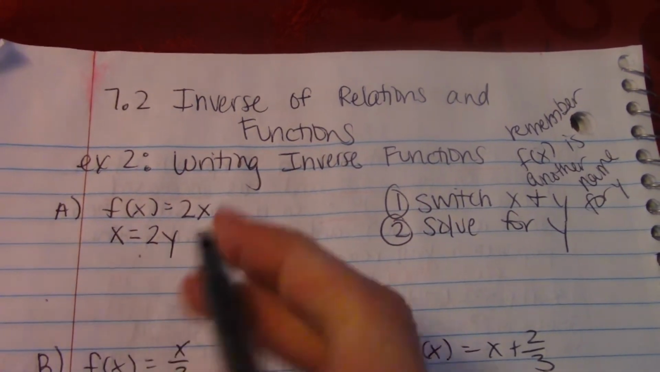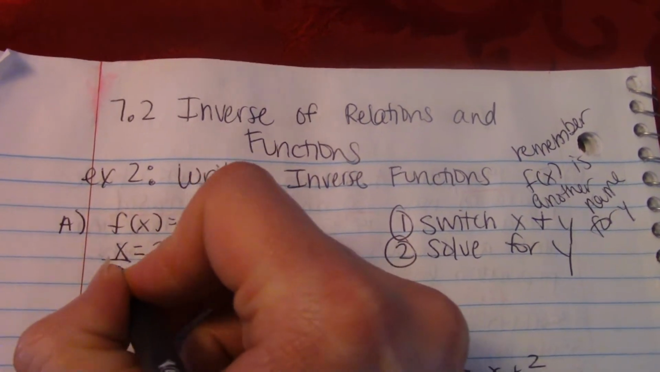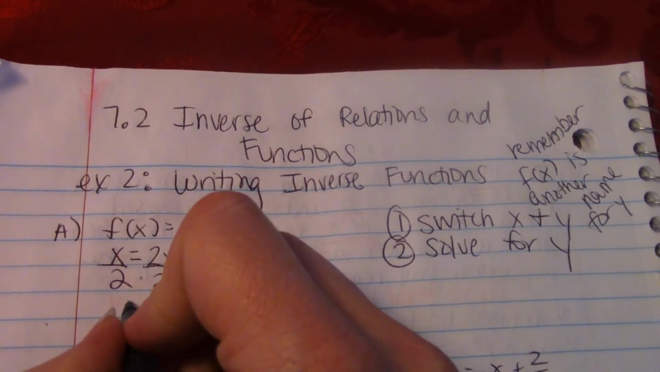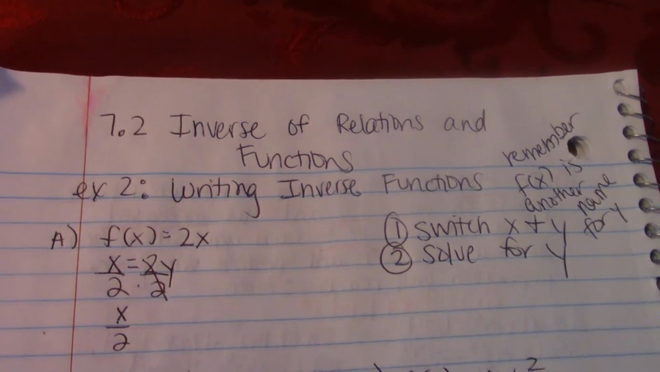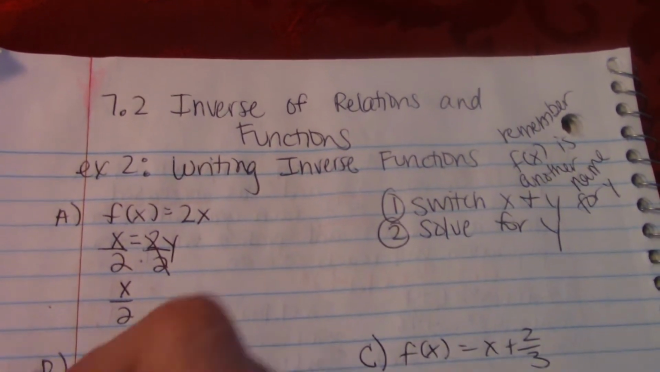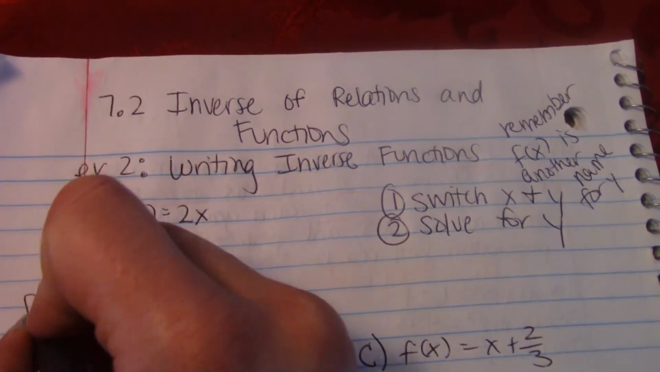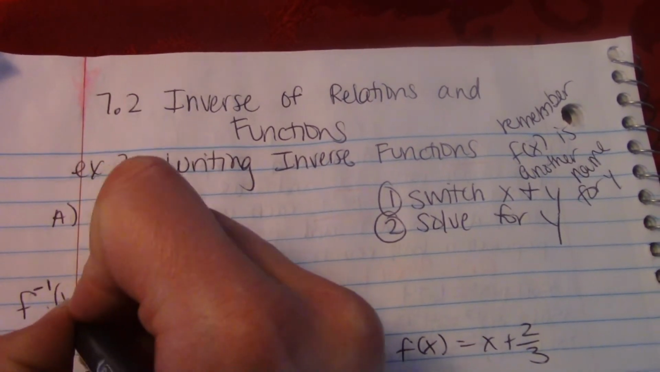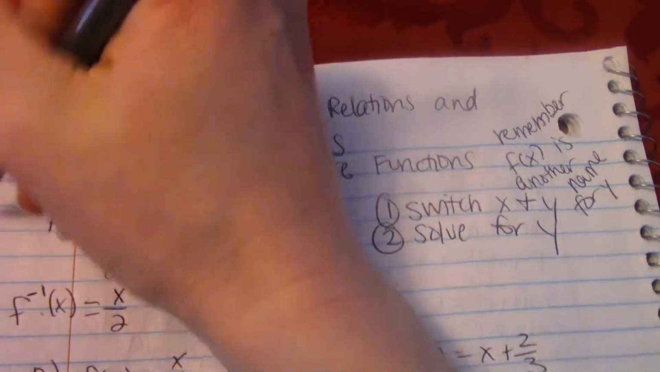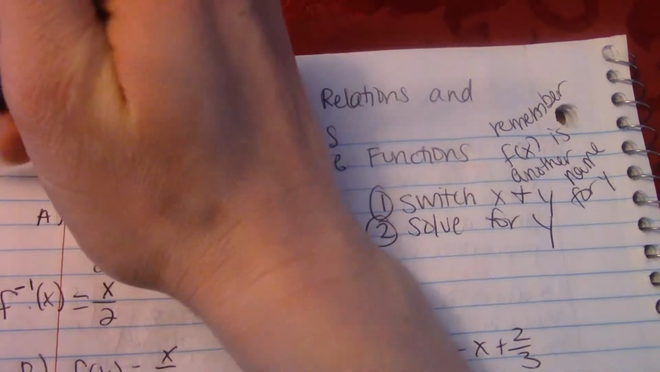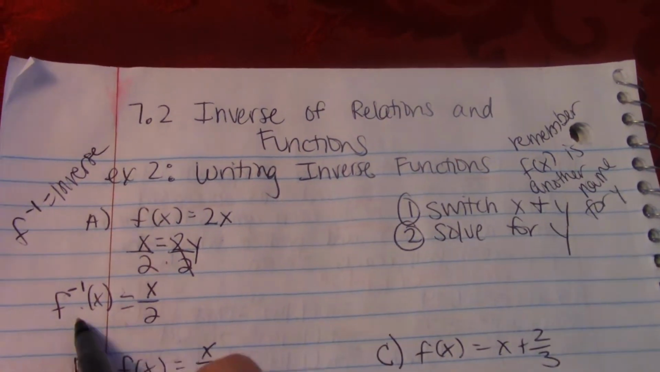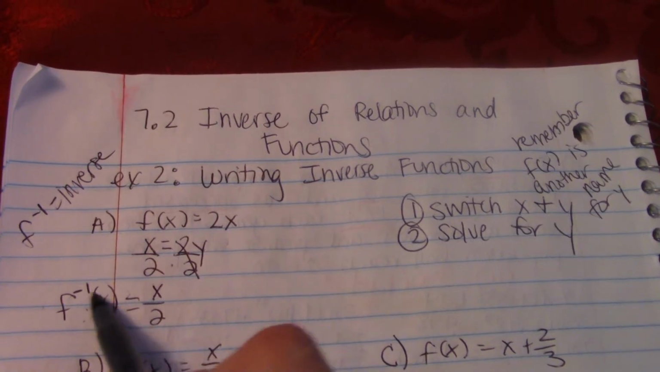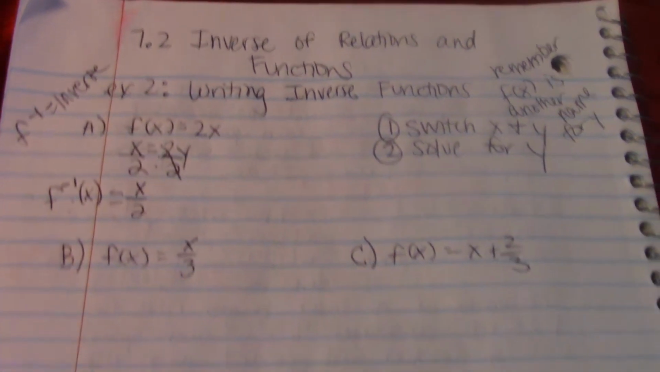So how do I solve for y? I need to divide by 2. So I really have x over 2. That cancels, equals y. Instead of writing equals y, let's write equals the inverse of x. And f to the negative 1 means inverse. So the inverse function equals x over 2.